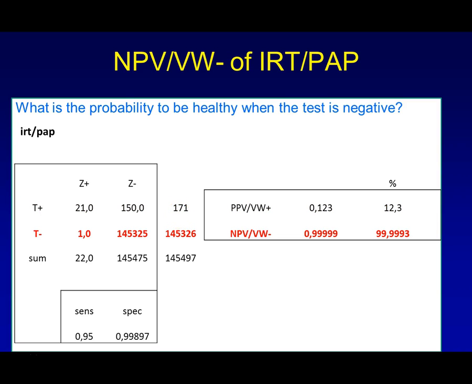We can also calculate the negative predictive value. In other words, what is the probability to be healthy when the test is negative? We saw that there are 145,326 newborns with a negative test. However, one of them had cystic fibrosis. When we calculate the negative predictive value, it's 0.99999, which is 99.99%. Ideally, this is 100%, which holds also true for the positive predictive value.